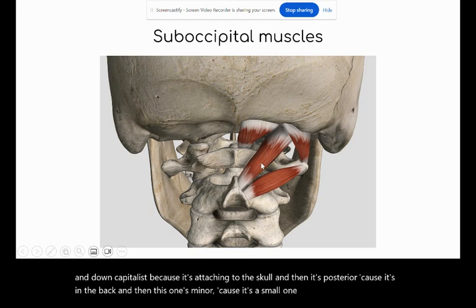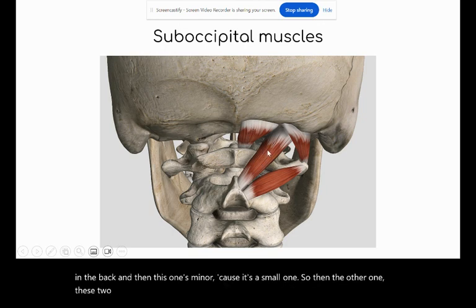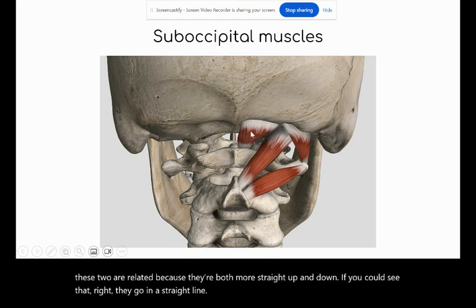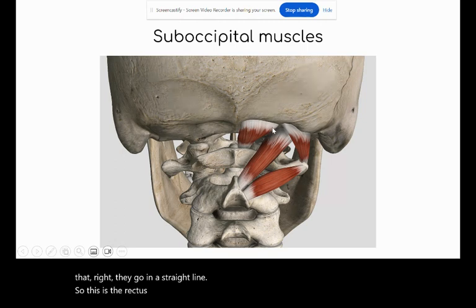So then the other one, these two are related because they're both more straight up and down, if you could see that, right? They go in a straight line. So this is the rectus capitis posterior minor, and then this one here is the rectus capitis posterior major.